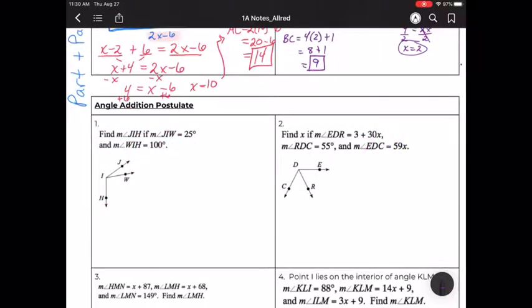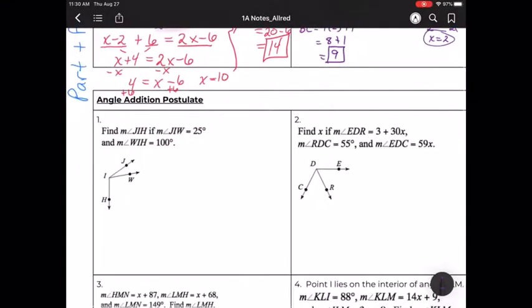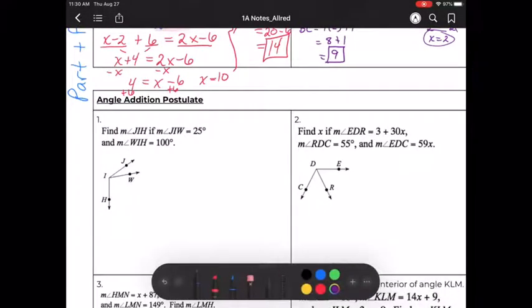And so as we continue, angle addition postulate is going to work the same as segment addition postulate. Okay? So it's set up a little bit different though. Okay? And I didn't leave you a lot of room to write this next part in, but it's still a part plus part equals whole scenario.